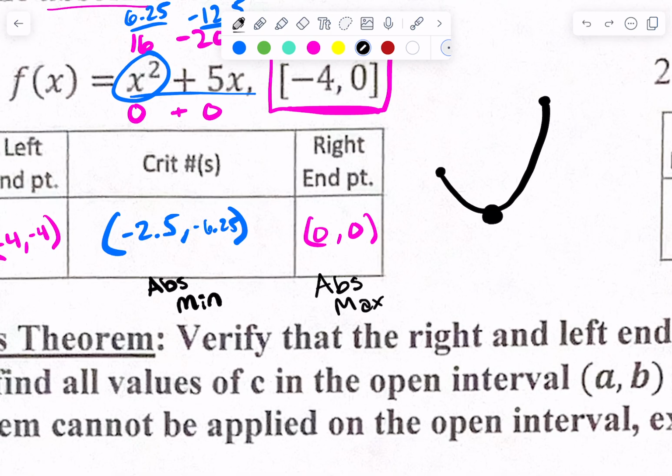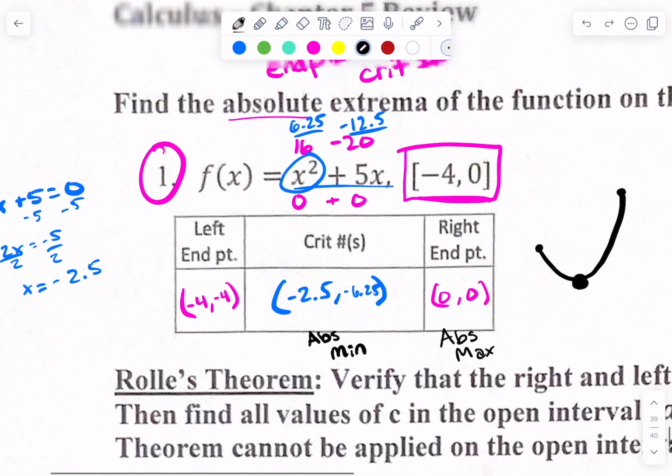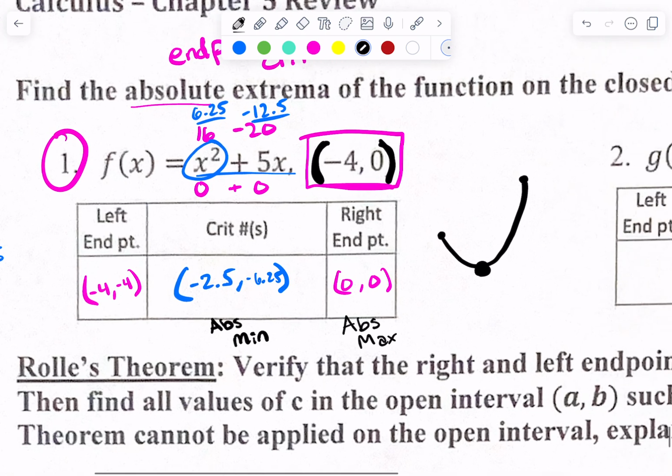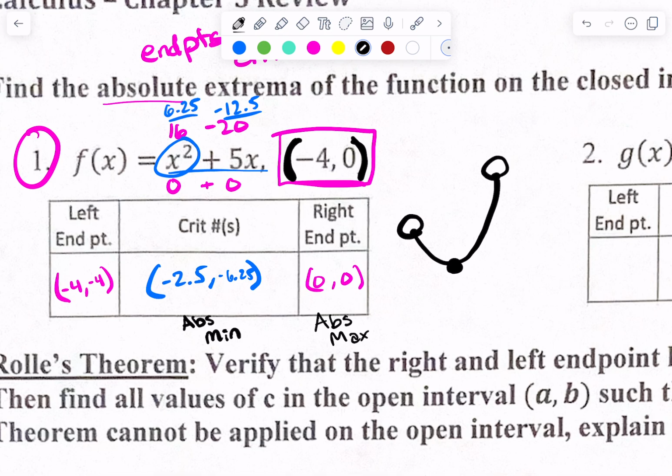If it was parentheses, would we include the endpoints? No. If this was parentheses, it would be an open interval. So basically what I would have is open dots here. So you would not necessarily need to plug these in. You would just be looking at this point in the middle. So we wouldn't have an abs max.